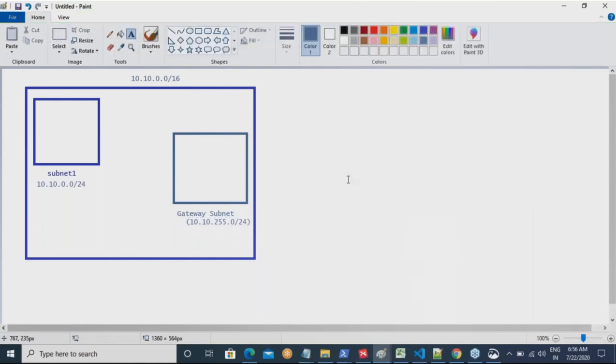Am I clear on this? So for the gateway subnet, generally we try to give the largest IP address. So in this gateway subnet, what would be present? Virtual network gateway. Okay. So let me speak about this gateway.